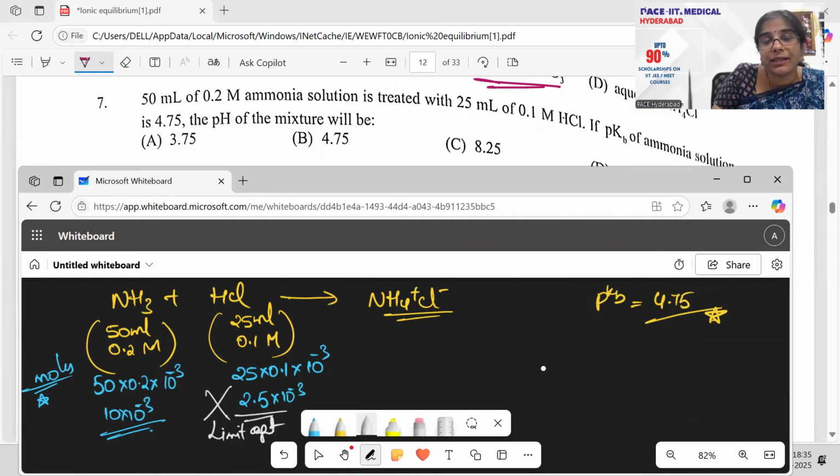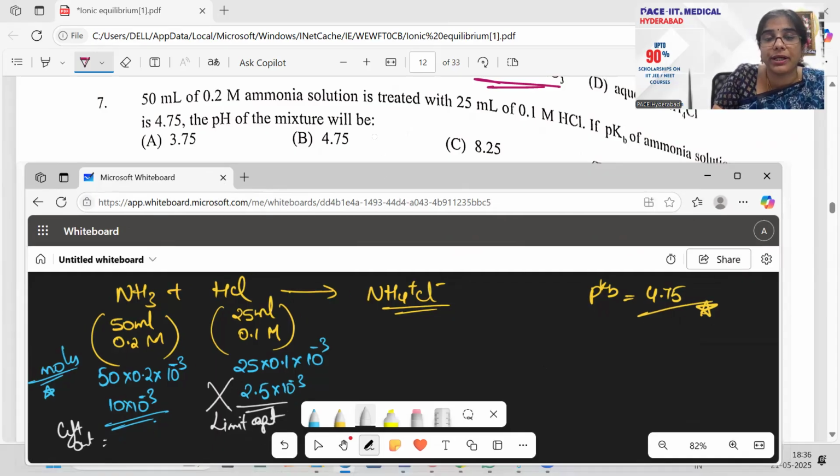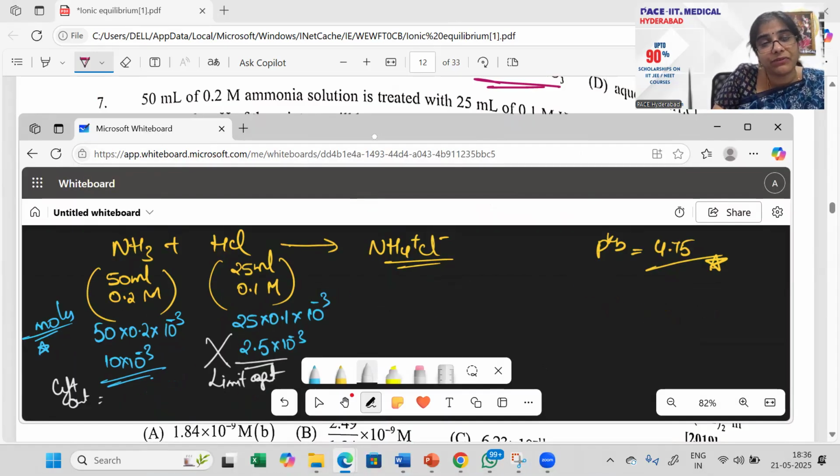So what is formed, and what is left out with me? 2.5 will be used up. For 1 molecule, 1 molecule is used; for 10 molecules, 10 molecules are used. So for 1 mole, 1 mole; for 2.5, the same amount will be used. So how much is left? 7.5 into 10 to the power minus 3 is my leftover, right?